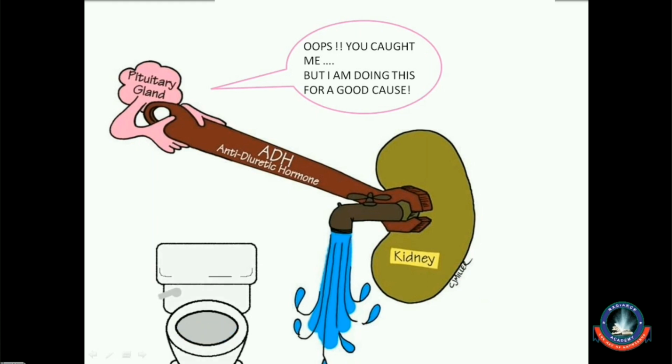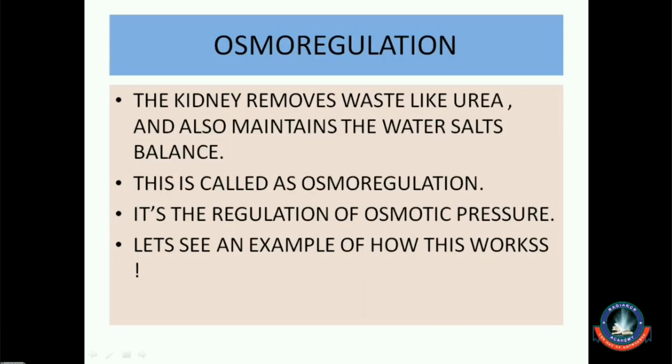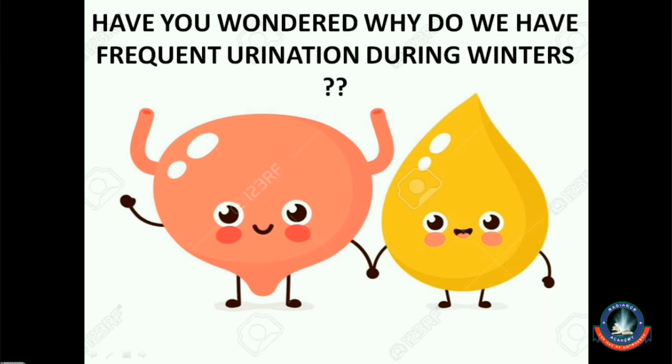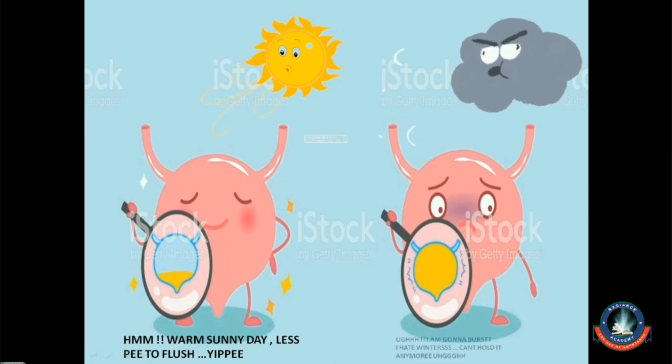Next we have osmoregulation. It is something that deals with the balance. It maintains the balance. So osmoregulation maintains the water-salt balance. Here we have an example of how that happens. So again, the question that I'm putting forward to you is, have you wondered why we have frequent urination during winters and not during summers, in spite of the fact that water consumption during summers is higher than what we drink during the winters? So the answer is pretty simple.